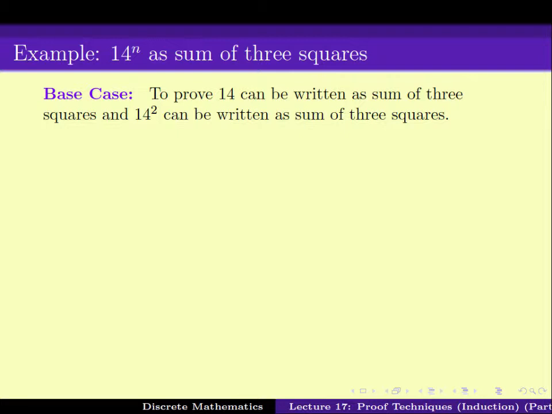Unfortunately, there is no particular proof technique here that one can apply except for finding the x, y, z for each of the cases. So note that 14 can be written as 1 square plus 2 square plus 3 square, whereas 14 square can be written as 4 square plus 6 square plus 12 square. These are some obvious observations that one has to do. So it means that this statement is correct for the base cases, P1 and P2.